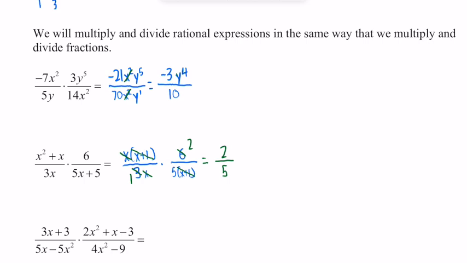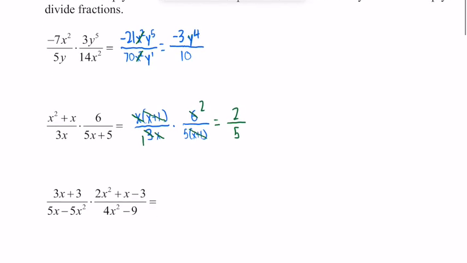Let's try this process for our next problem. So to factor 3x plus 3, we could factor out a greatest common factor of 3. And we would have 3 times x plus 1. In the denominator, we could factor out a greatest common factor of 5x. 5x, when we factor out 5x, we're left with 1. Minus 5x squared, when we factor out a 5x, we're left with minus x.